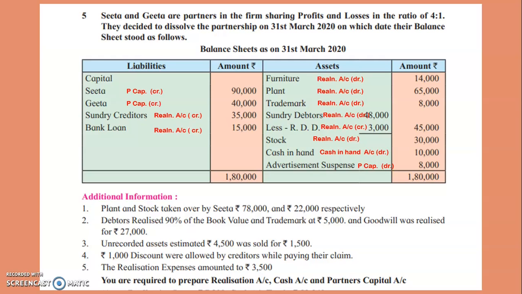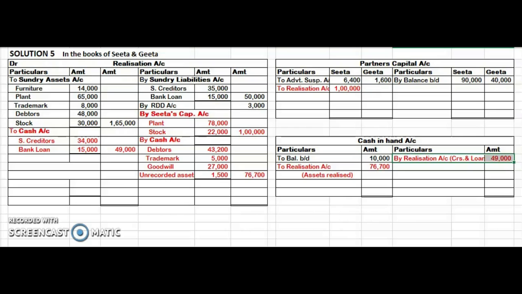Then the fifth adjustment, realization expenses amounted to rupees 3,500. Realization expenses paid on the debit side of realization account 3,500 to cash account, and this will be shown on the credit side of cash account 3,500. We write by realization account. Now we are finished with all the adjustments.